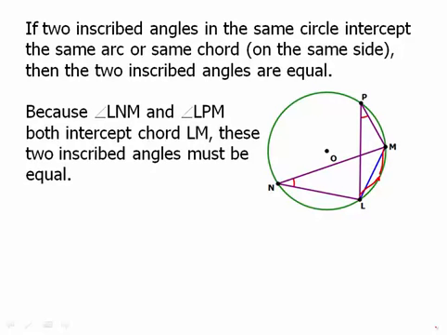In fact, as it happens, that would be supplementary to the two angles at M and P, but we don't need to worry about that. All you need to know is, as long as the angles are on the same side of the chord, then the two inscribed angles have to be equal.